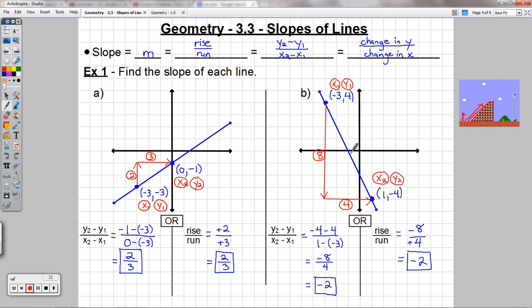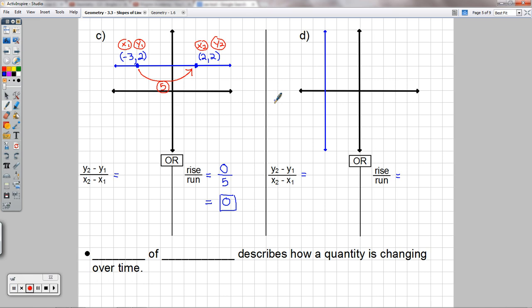I could have picked this point and this point. Go down 4 and right 2. That's negative 4 over 2, which simplified is the same thing. So it doesn't really matter what points you pick, as long as you pick 2 valid points.